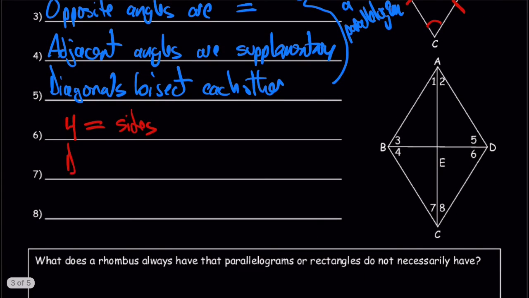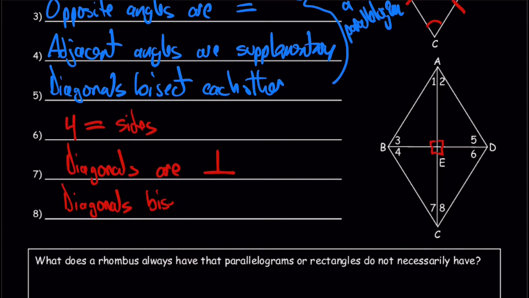Next, the diagonals are perpendicular. We're going to start using that symbol a lot more. So that means these are all right angles. Every rhombus. And finally, the diagonals bisect the angles. So that means angle 1 is congruent to angle 2, is congruent to angle 7, is congruent to angle 8. Angle 3 is congruent to 4, is congruent to 5, is congruent to 6.